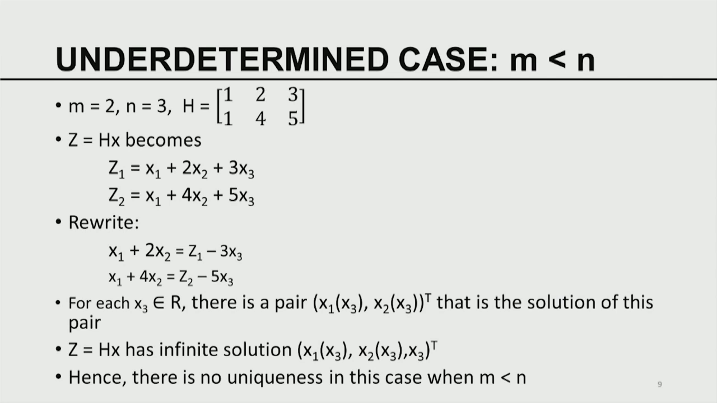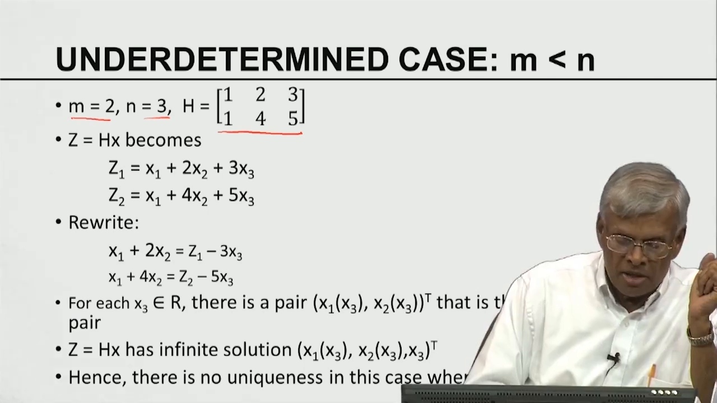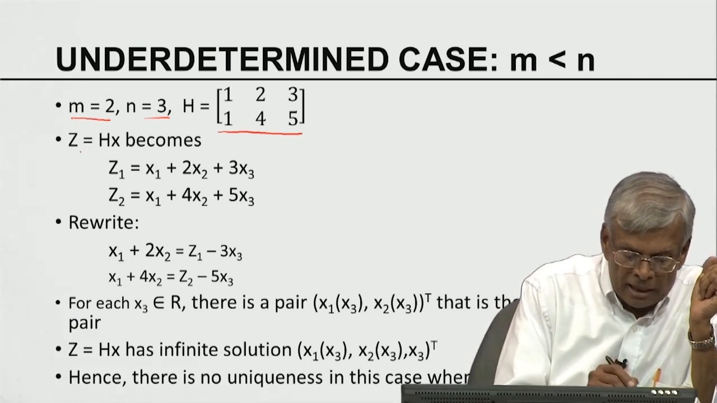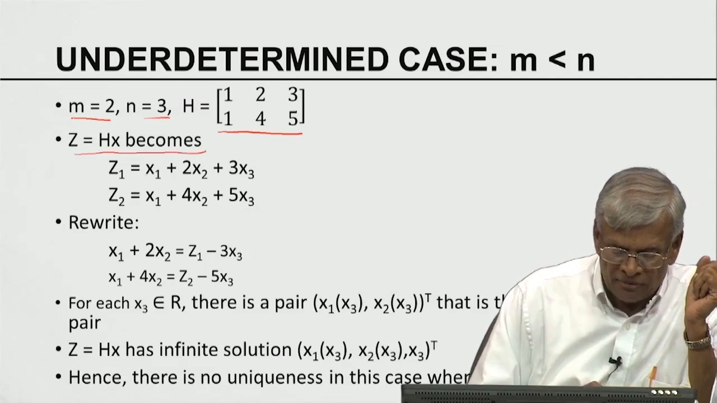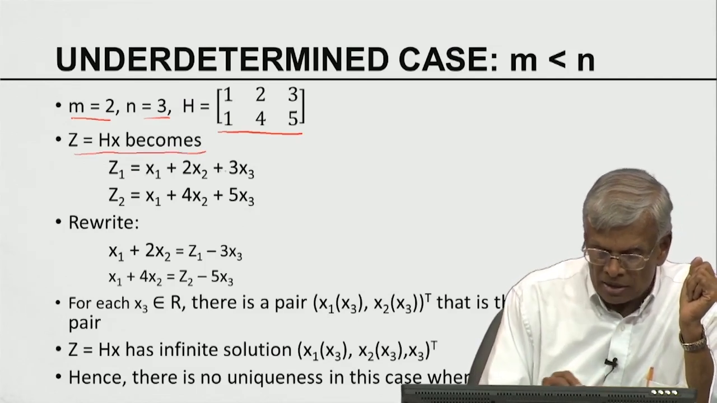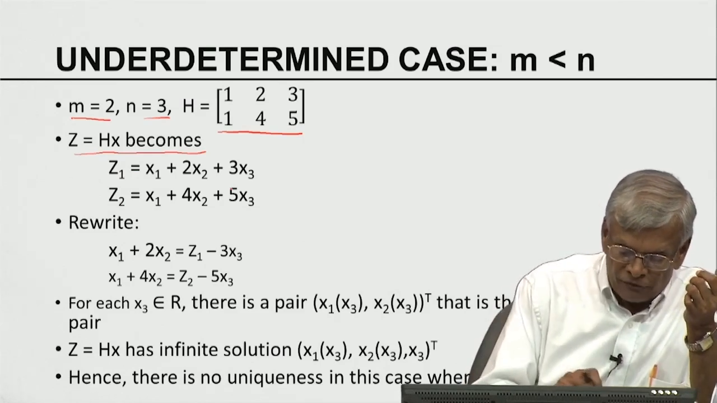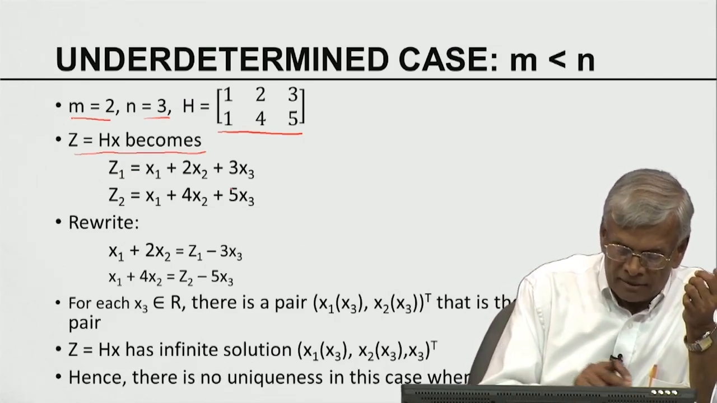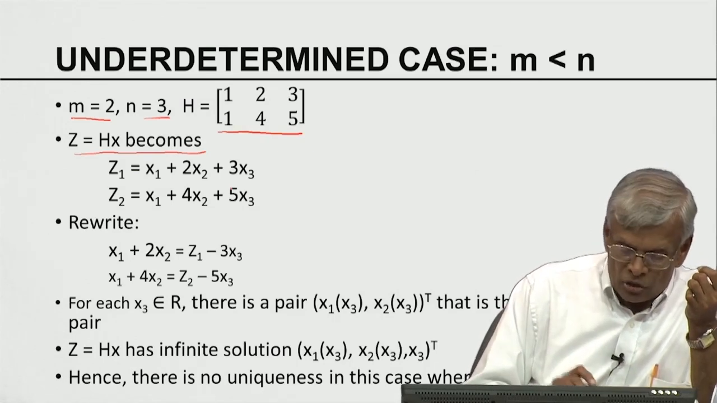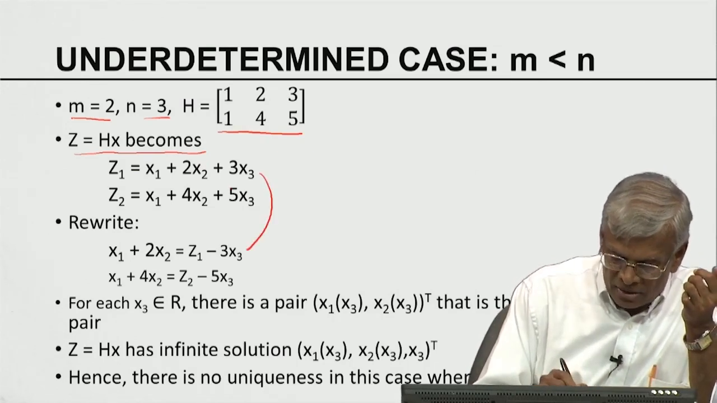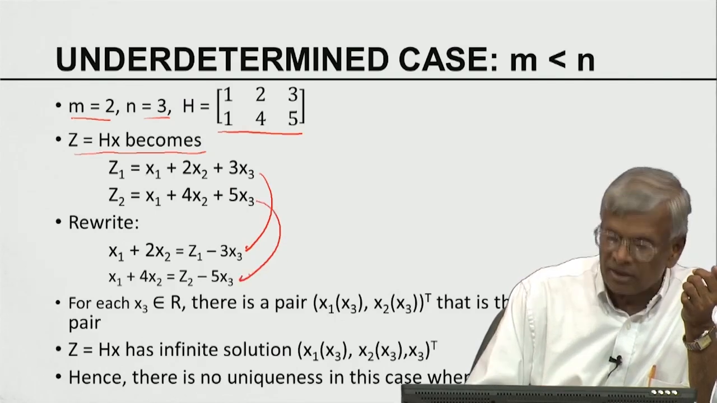Now let's worry about the underdetermined case. Let m be 2, n be 3. In this case, I am assuming h is of this form. I would like to be able to solve the equation z is equal to h of x. In this case z1 is given by this, z2 is given by this. Now what can I do? I can take the first two variables on one side and move the third variable to the other side. So I can rewrite the first equation like this, and I can rewrite the second equation like this.